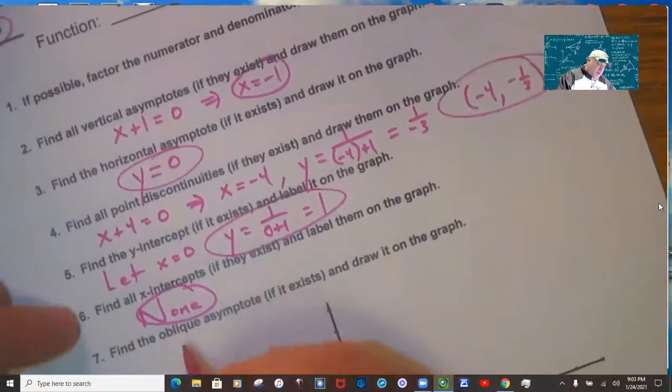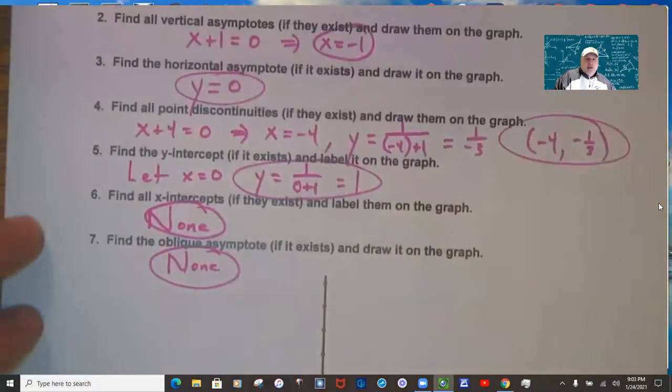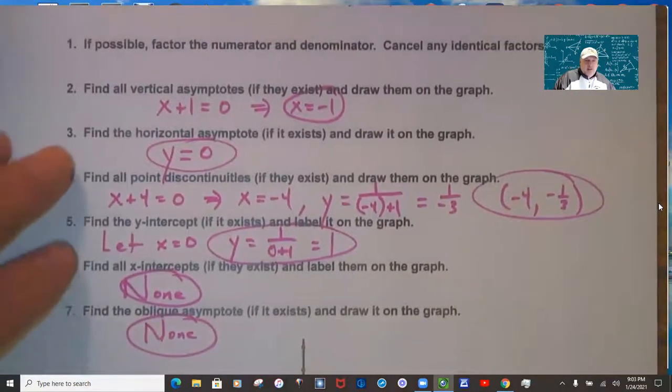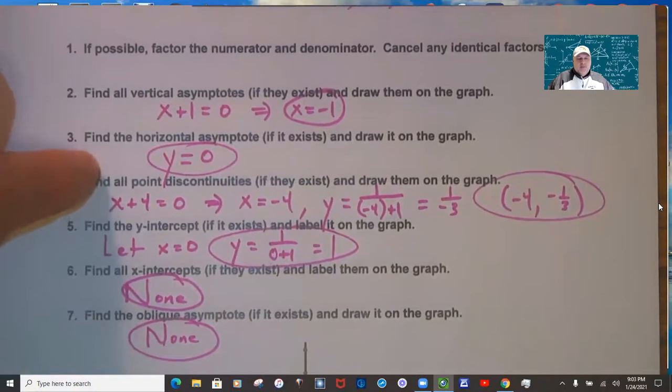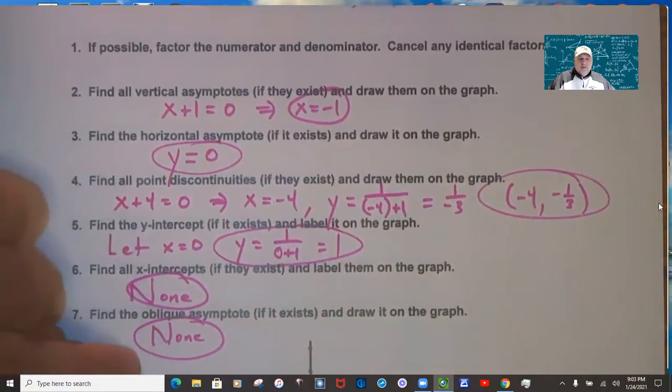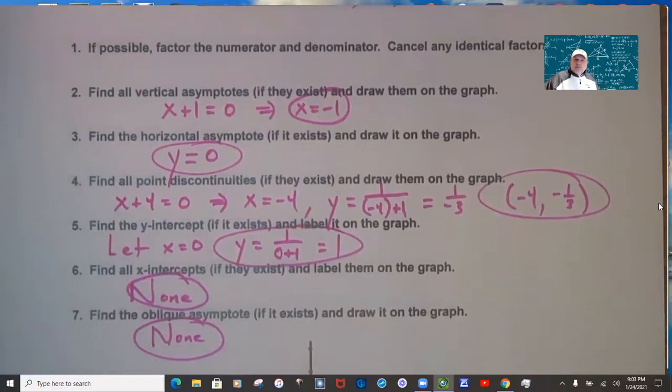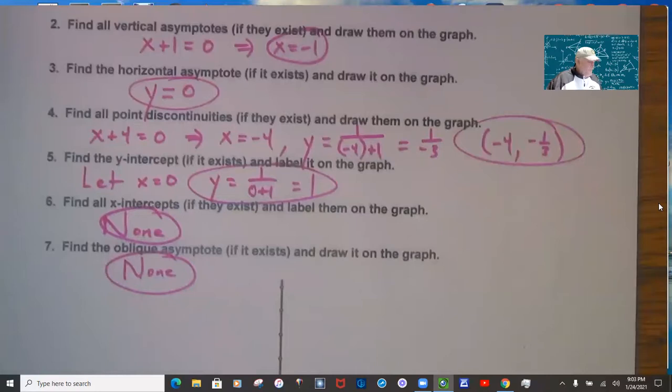Okay, find oblique. So here's the deal. Here's another thing that's really easy. If you have a horizontal asymptote, there's not an oblique, automatic. So there has to be no horizontal asymptote to be an oblique. The vertical is separate. But just know that in your comings and goings with this.